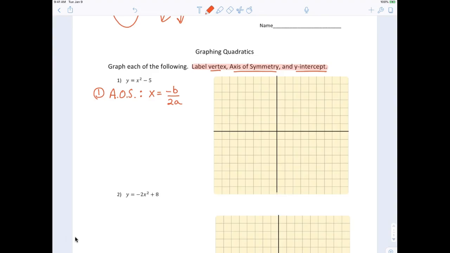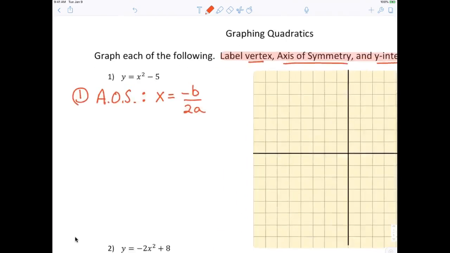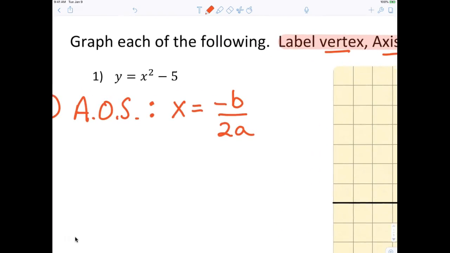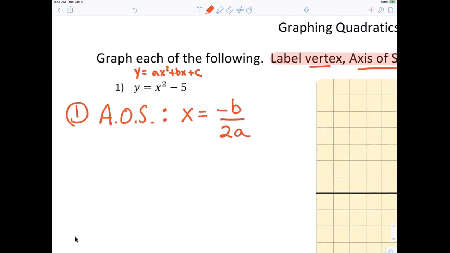Now, in this problem up here, above this I want you to put y equals ax squared plus bx plus c. Now I want someone to tell me what they think a is equal to. What's a? 1. All right. Now the hard one. What is b? Yes, it is. B is 0. And what's c? Negative 5. Thank you very much.